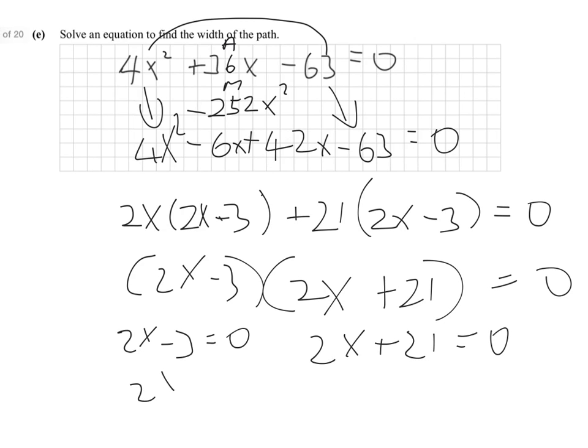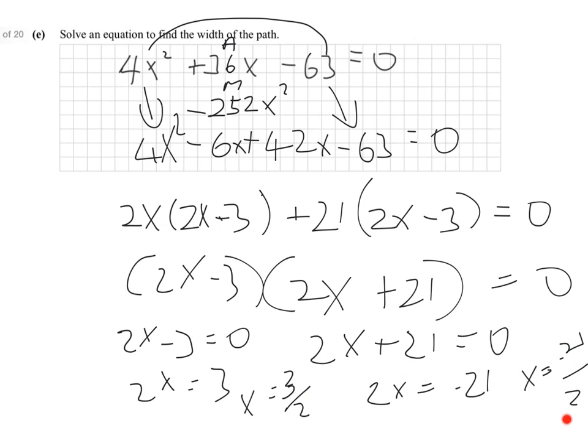That means that 2x is equal to 3, x is equal to 3 divided by 2. And 2x is equal to minus 21, change the sign, and then x is equal to minus 21 over 2. So we got two answers for x, 3 over 2 and minus 21 over 2. Obviously x relates to the width of the path, so it can't be a negative number. So we simply discount that answer, and we say this one is the correct answer.